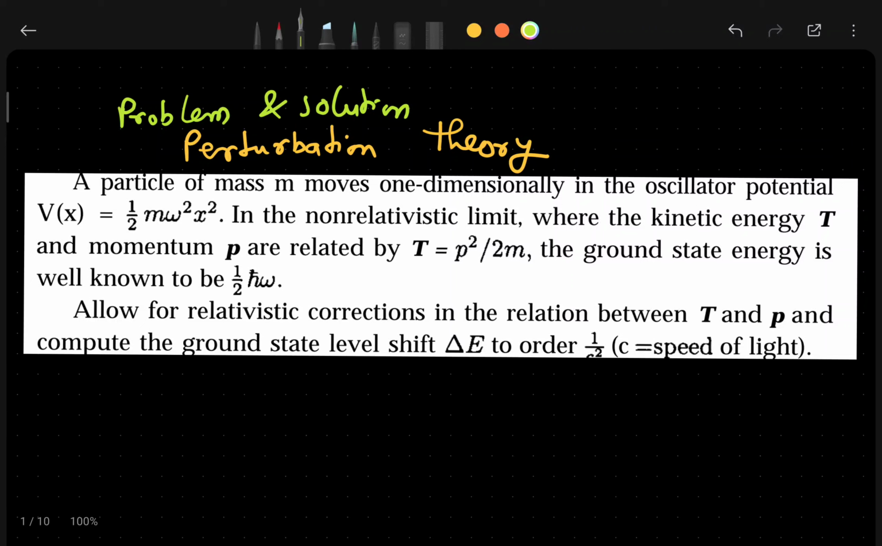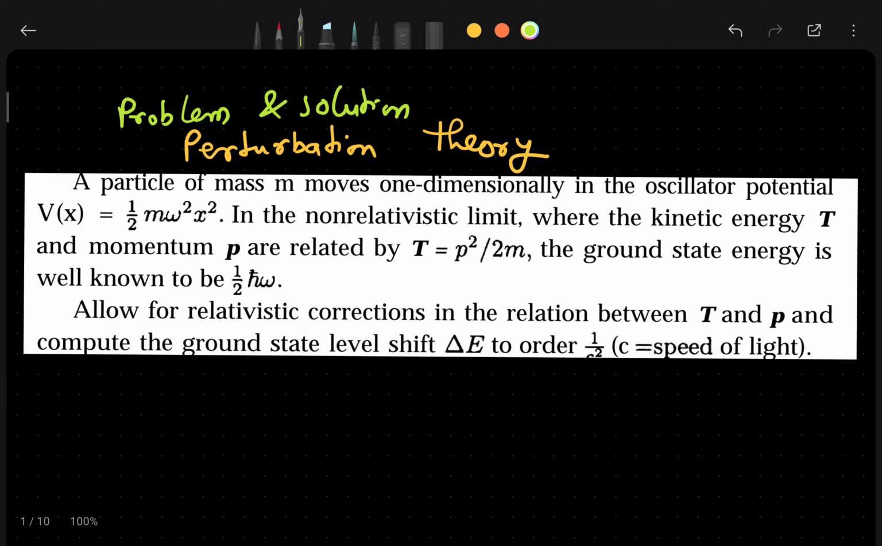Today our lecture is about problems and solutions in perturbation theory. So the first problem: a particle of mass m moves in one dimension in an oscillatory potential V of x equal to half m omega squared x squared. In the non-relativistic limit, the kinetic energy T and the momentum P are related by T equal to P squared by 2m.